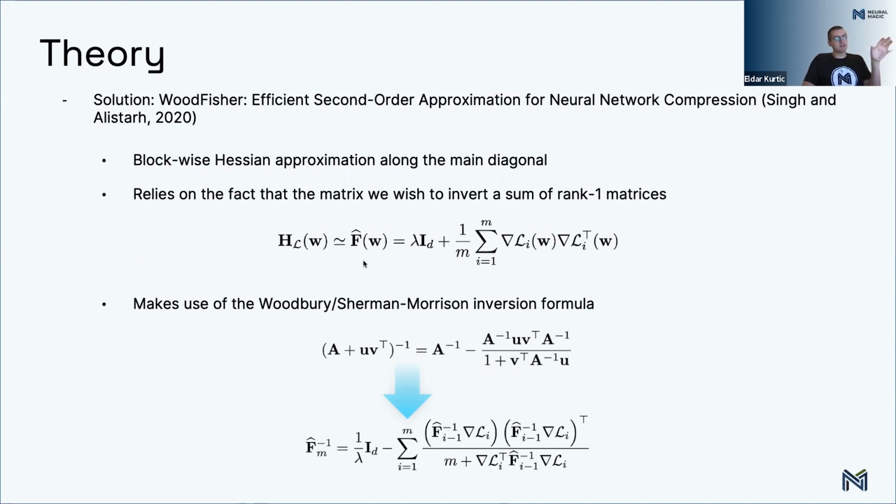And this expression actually gives us a formula to calculate the inverse Fisher matrix given a set of m gradients. So what we would do, we would take our network, do several forward-backward passes, take these gradients, and then compute these blockwise inverse Hessian vector products. And this is the main part of the Wood-Fisher paper, where we actually showed that even with this blockwise approximation, we can get extremely competitive results and outperform first and zero-order methods.